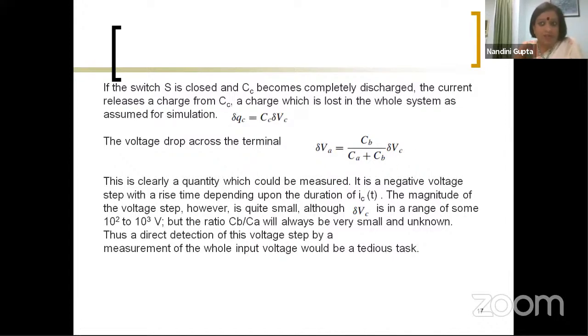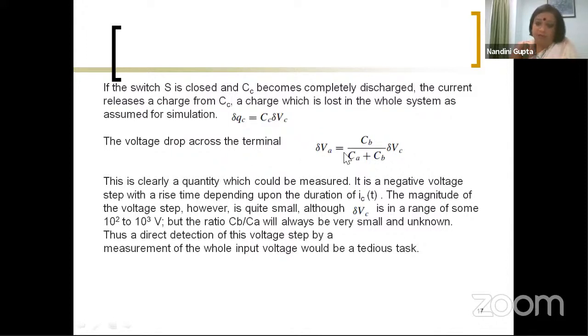And why are we doing that? This is a quantity that can be measured. We cannot measure VC, but we certainly can measure VA. And if delta VA could be measured in an indirect way, it would be related to the quantity ICT. And it would also be related to the shape of ICT. Now remember, even though this delta VC is very small, even though the change in voltage is very small, the discharge is caused at very high fields.